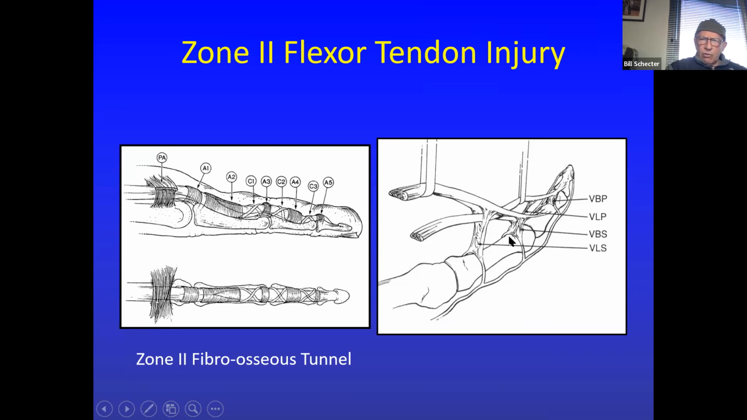And of course, we have the vinculae, which are very thin connective tissue, through which passes the blood supply to the tendon.